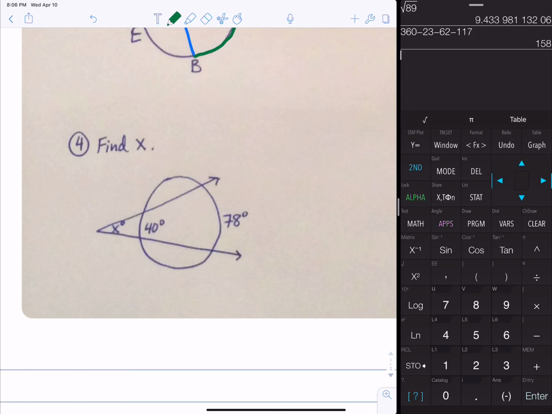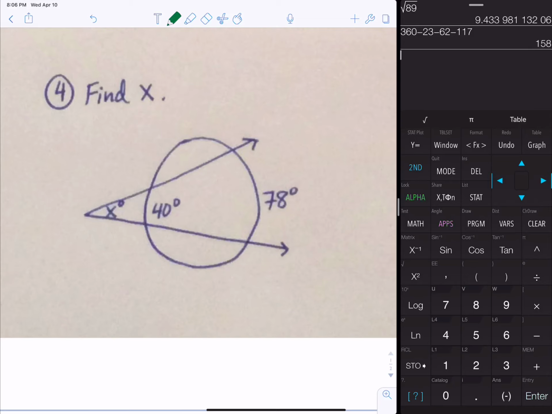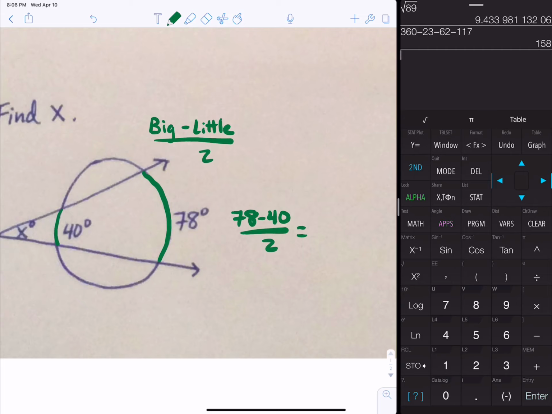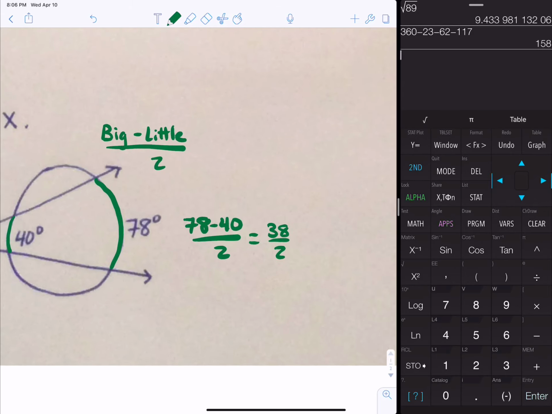Okay, so number 4 says find X. The rule with the circumscribed angle, the one sitting outside the circle, is that you take the big intercepted arc, which is 78, minus the little intercepted arc, which is 40. So big intercepted minus the little intercepted divided by 2 is kind of the rule to remember. So 78 minus 40, and then divide that by 2. So 78 minus 40 would give us 38, and then divide that by 2, and we get 19. So X is 19 degrees.